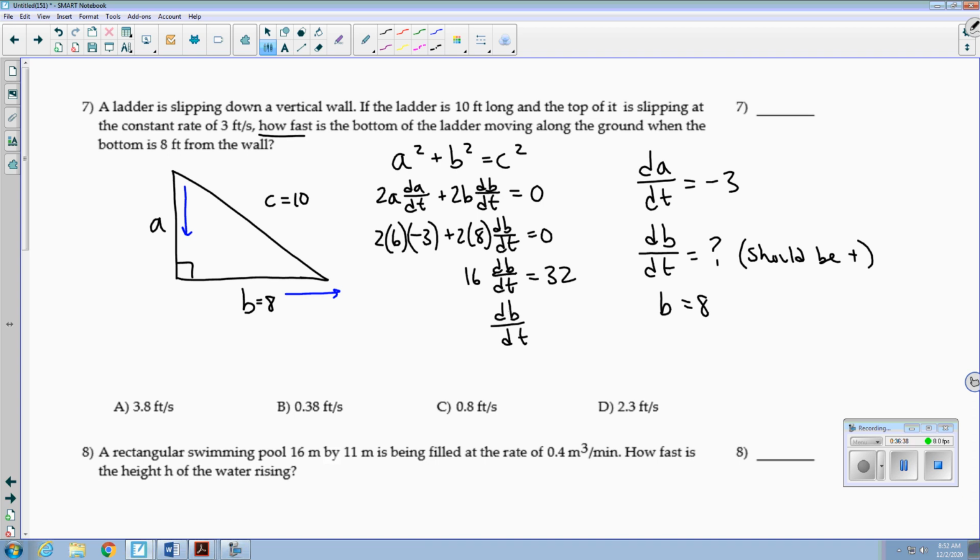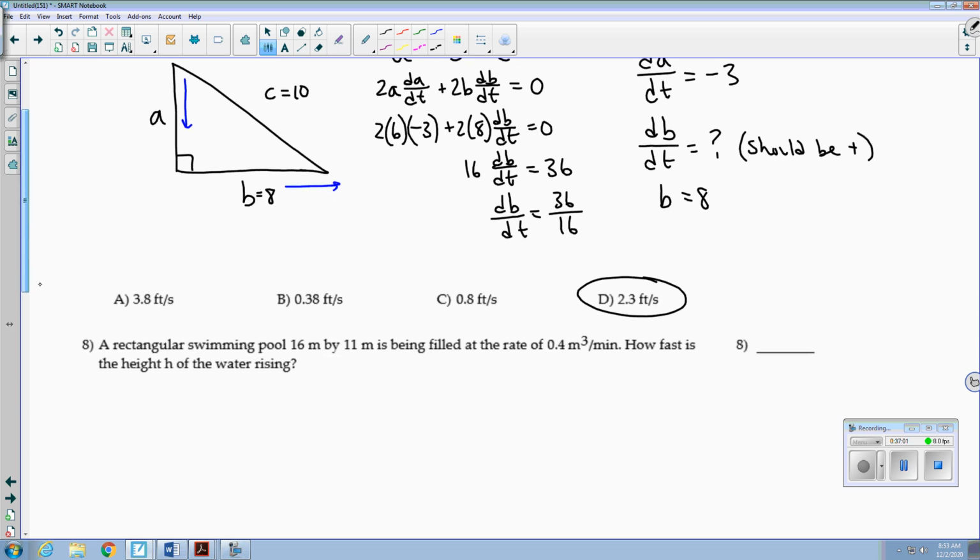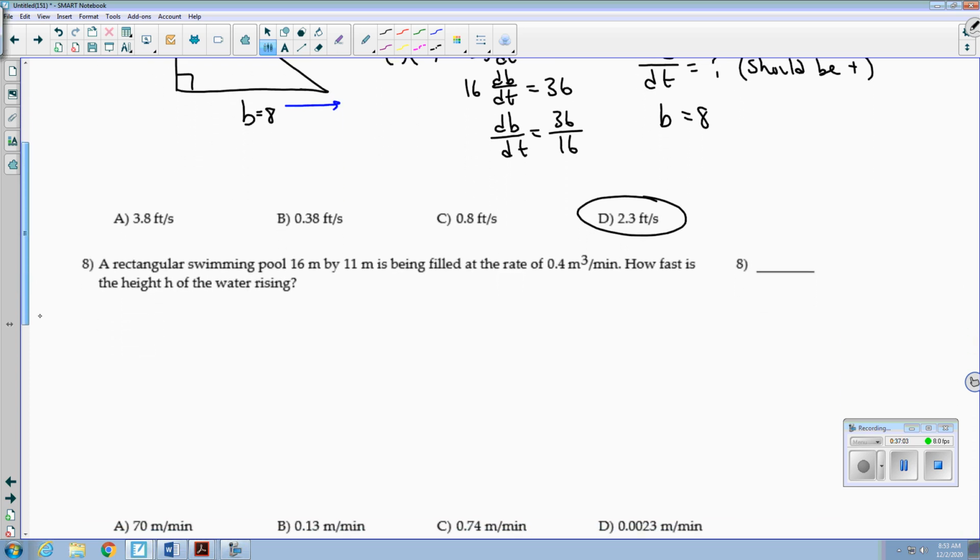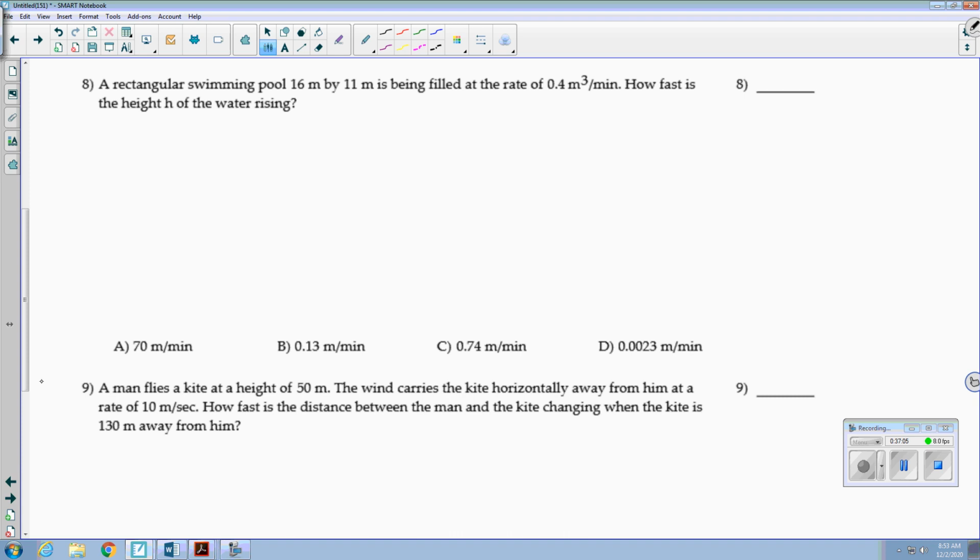oh, where's my error here? 36, sorry, not 32. It is going to be whatever 36 divided by 16 is. And when we use our calculator to compute that, we'll get 2.3. That ended up being a positive value, which it should be, because the length of B is increasing over the course of time. So 2 more.